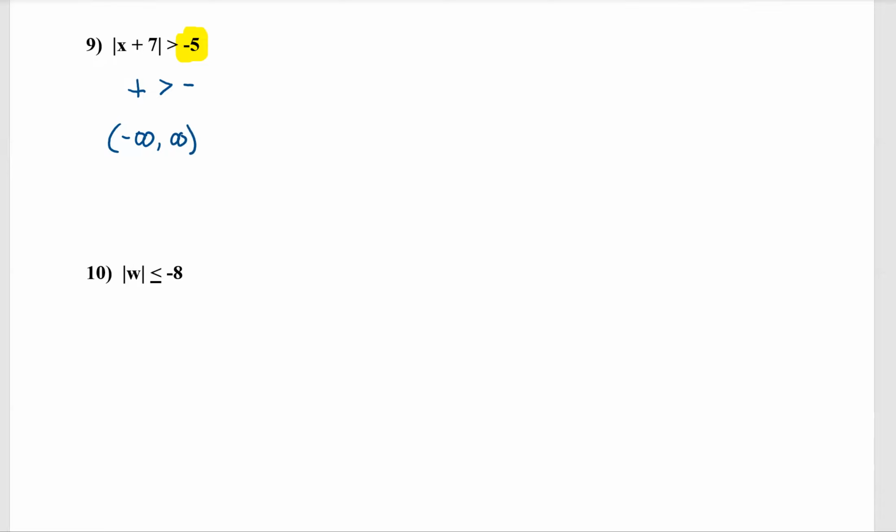But let's just say you didn't notice that from the start and you decided you were going to follow the rules and you're going to take the absolute value signs off, flip the sign, take the opposite, write the word or, take the absolute value signs off, solve as is. So we have x is less than 2 or x is greater than -12.